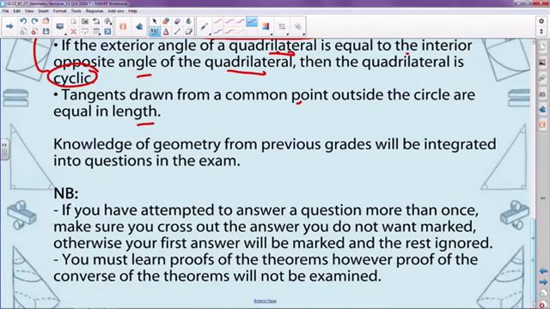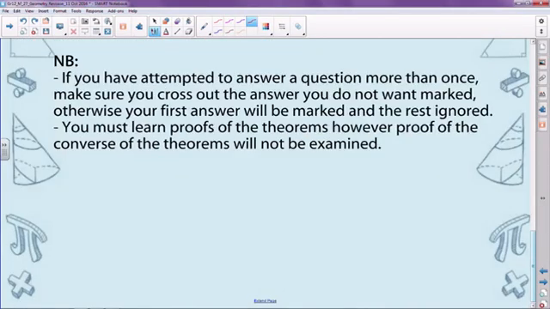All right. Obviously, this knowledge of geometry from previous grades will be integrated into questions in the exam. In grade 12, you also learn about similar triangles and similarity. You need to understand how to prove triangles similar as well. All right, and that can all be integrated into one question. So you can have similar triangles within a circle. So you need to understand your circle geometry as well.